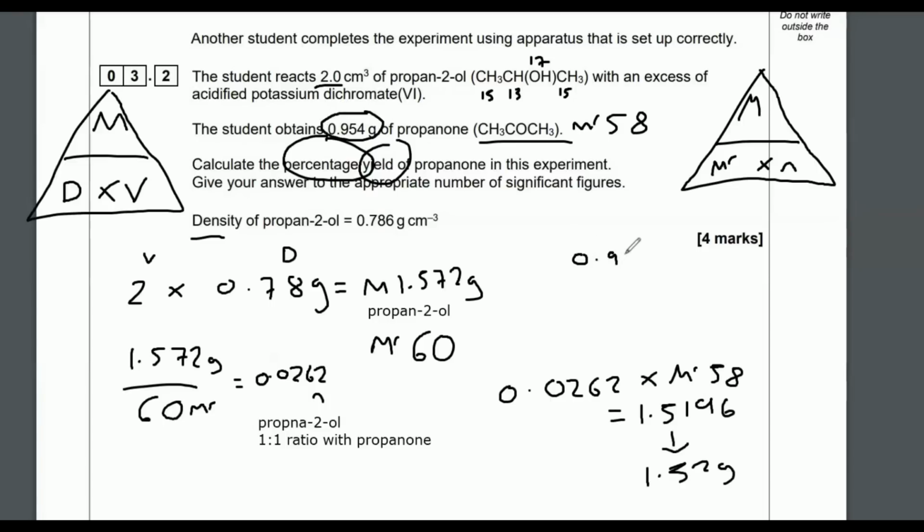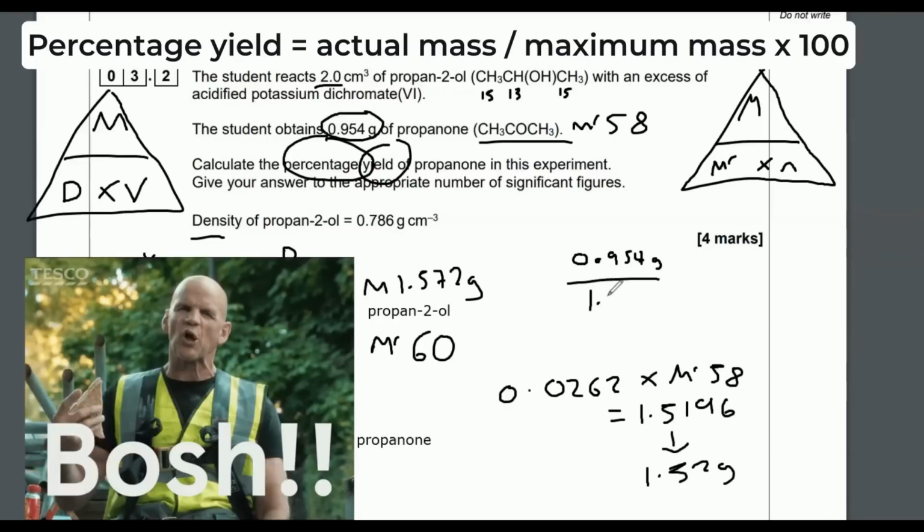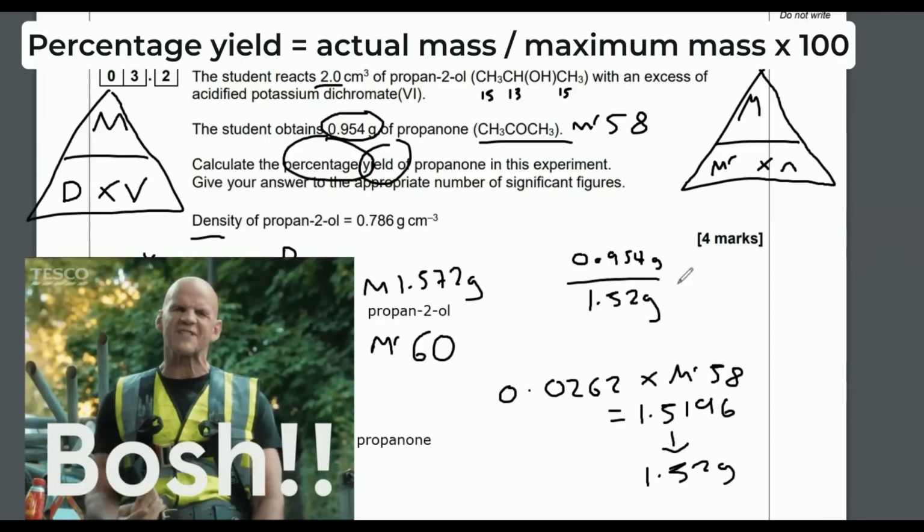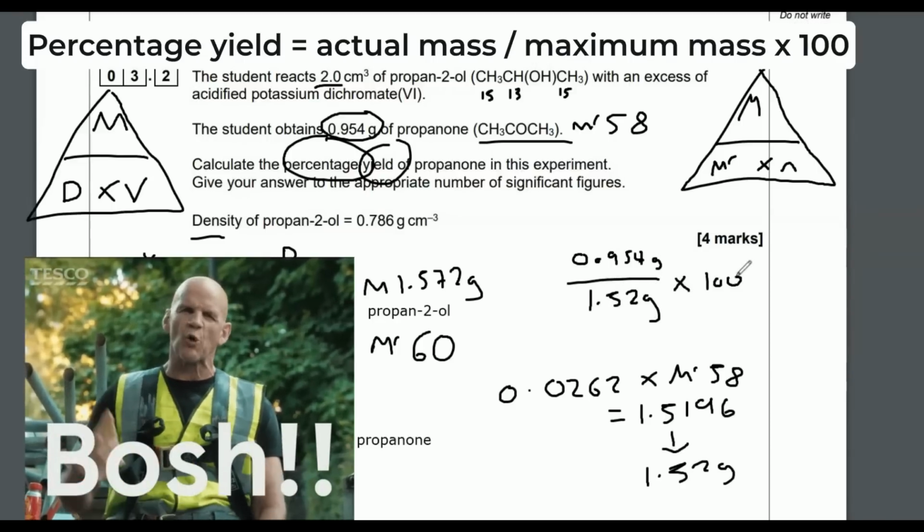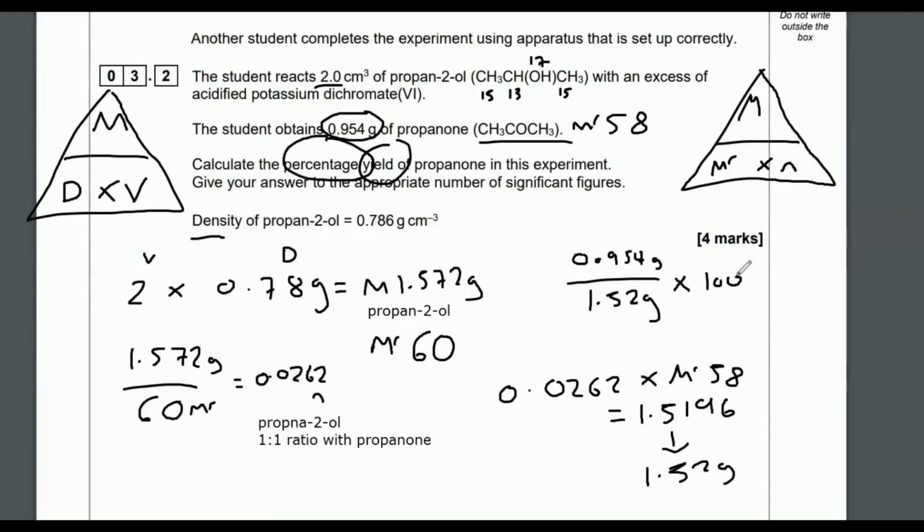And now I want to do actual mass over theoretical maximum mass times 100. Bosh, percentage yield: 0.954 divided by 1.52 times 100, and that should give me our percentage yield. And then we need to round to 3 sig, it says. So don't forget that. If you miss that out, you're screwed.